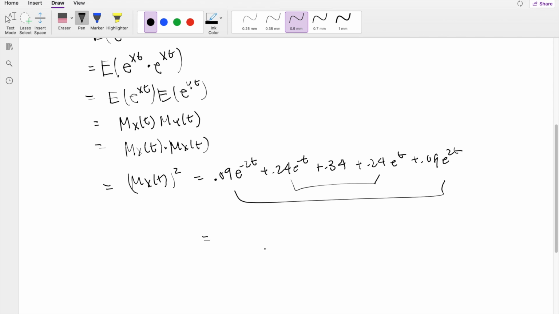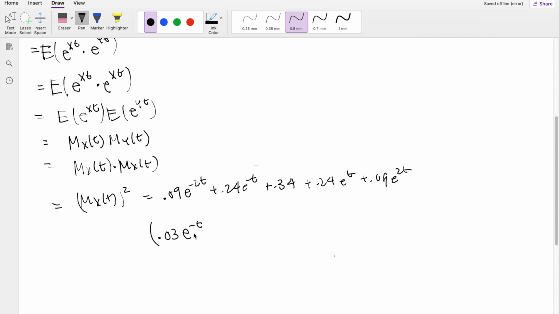Okay, so on the outside, at least we know that there must be 0.03 e to the negative t, because when we square that number, we're going to get 0.09 e to the negative 2t. And same thing here, 0.3 e to the t, when you square that, you're going to get 0.09 e to the 2t. So we're just looking for the middle value right here.